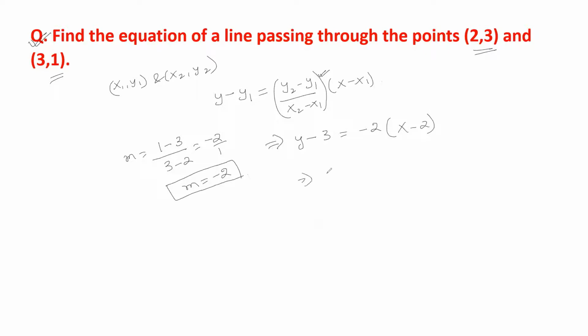So if we rearrange this, this would be y minus 3 equals minus 2x plus 4, which would be 2x plus y equals 7. So the equation of a line passing through the points 2, 3 and 3, 1 would be simply 2x plus y equals 7.